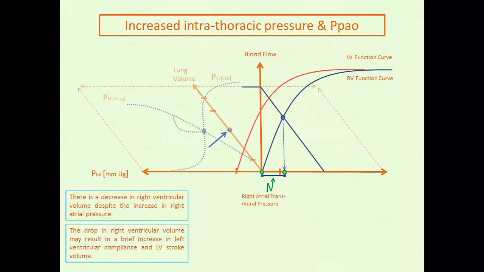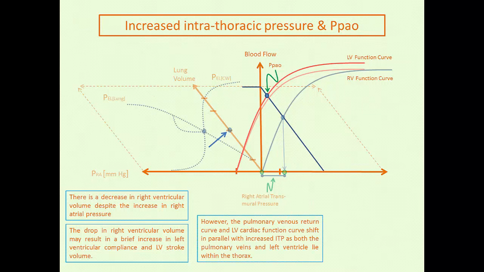So the drop in right ventricular volume may result in a brief increase in left ventricular compliance and therefore stroke volume. So your pulmonary artery occlusion pressure might actually decrease a little bit. It'll move from here to here, and that's simply a function of a brief improvement of your left ventricular compliance. If the left ventricle becomes more able to accommodate blood, its pressure will drop for a given volume, and that is via ventricular diastolic interdependence.